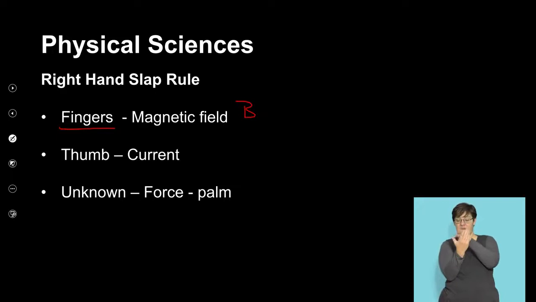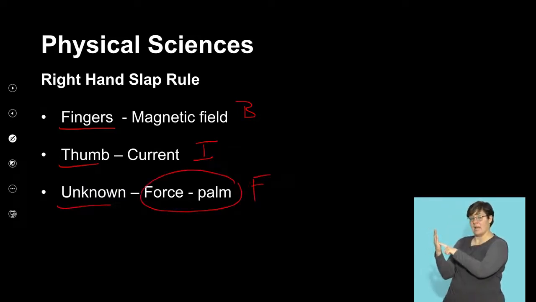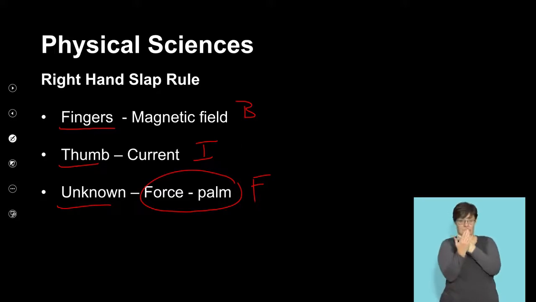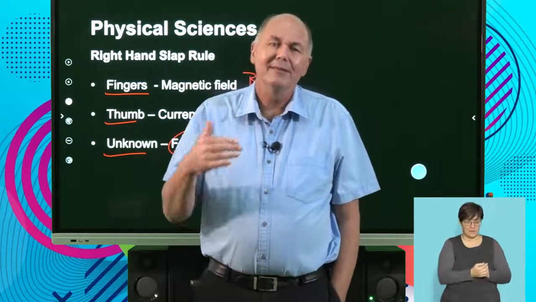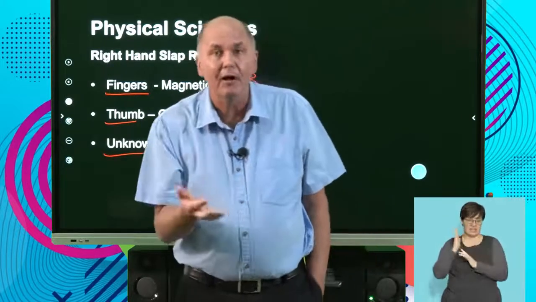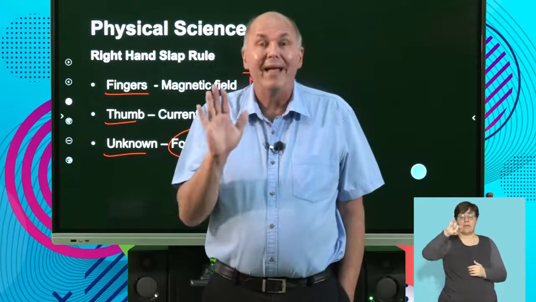That's the B. The thumb is the direction of the current. That's the I. And the unknown, which is the force, the direction of the palm, is F. So we've got FBI that go together to show us exactly what's happening. Now, the little bit of history around the magnetic effect I mentioned to you: Fleming was the man that started this.